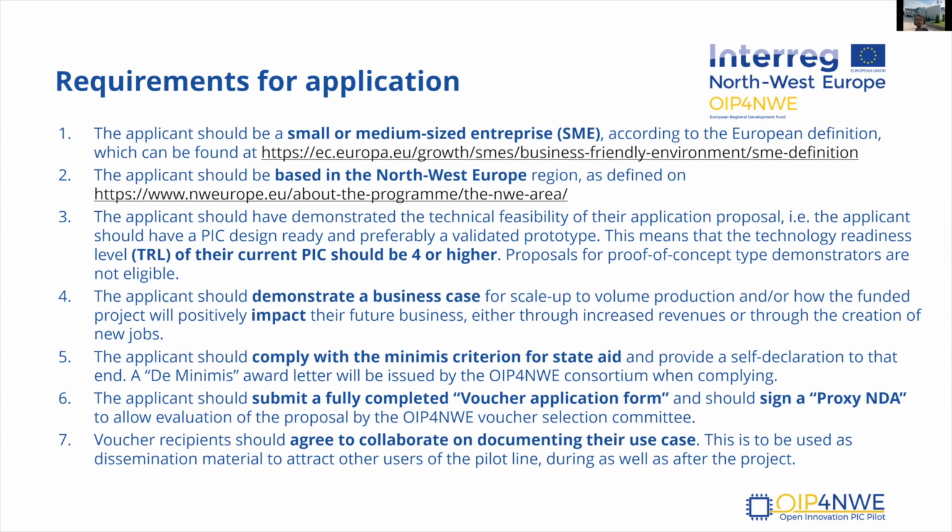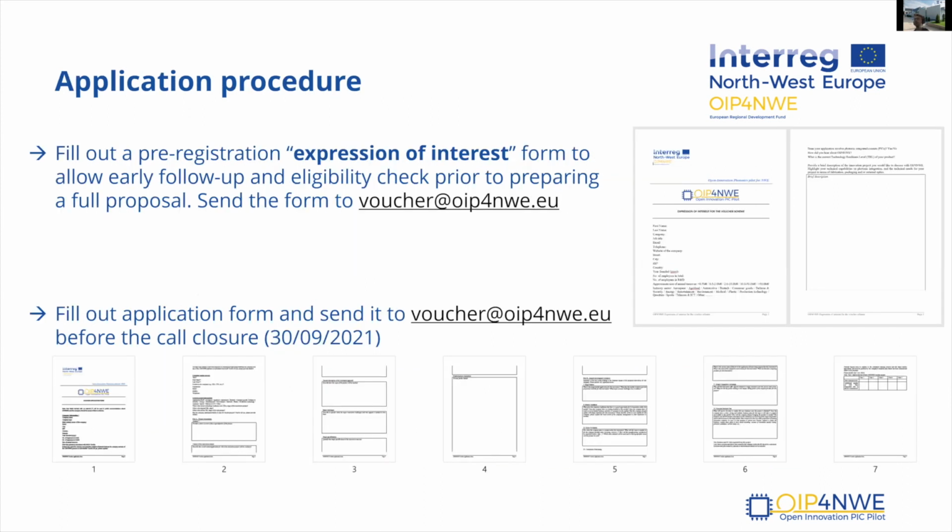And then finally, there's a couple of smaller things. You should comply with the de minimis state aid criterion. And then the practicalities are that the applicant should complete a voucher application form, sign a proxy NDA, and agree to collaborate on documenting the use case, because of course we want to use those voucher grantees as examples of how the pilot line can in the future contribute to their business.